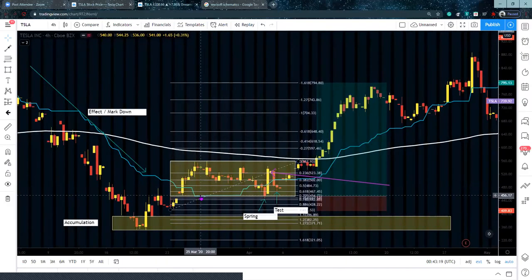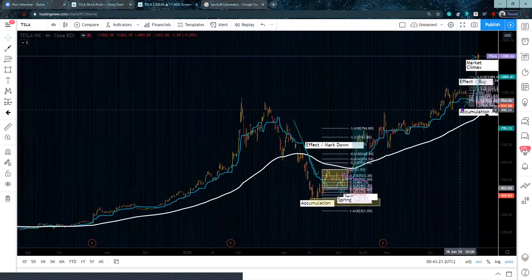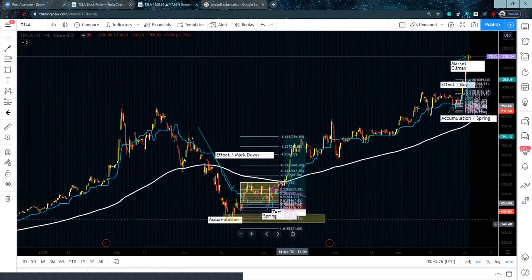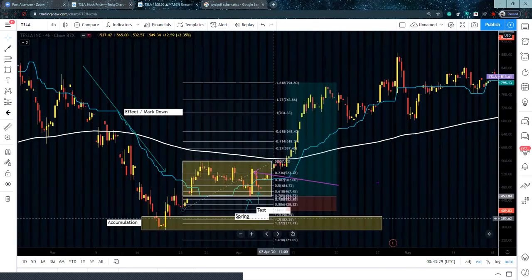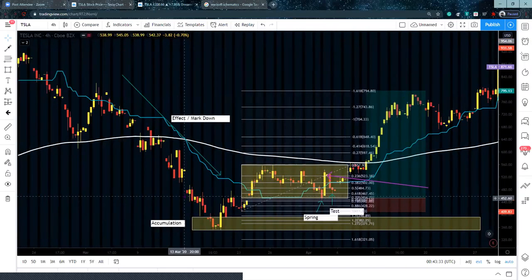Now, if you would look at this on a higher time frame, you would see that this is the pivot point for a buy. This huge buy is the effect. Now, how would you have caught that with Wyckoff schematics? You would have caught this simply because you knew the blueprint of the market and you knew what to look for. Price action is much simpler than you actually think.